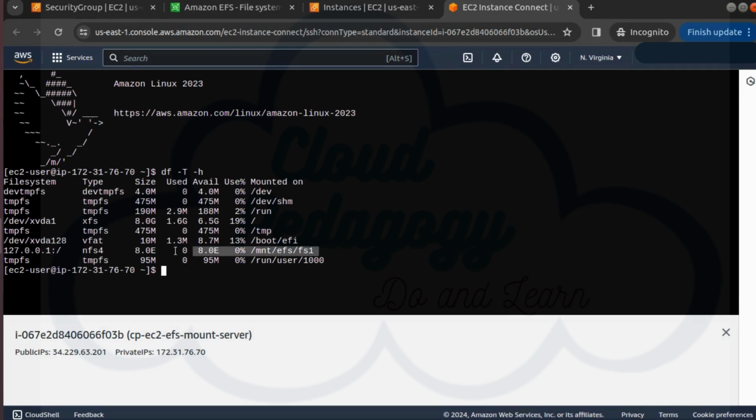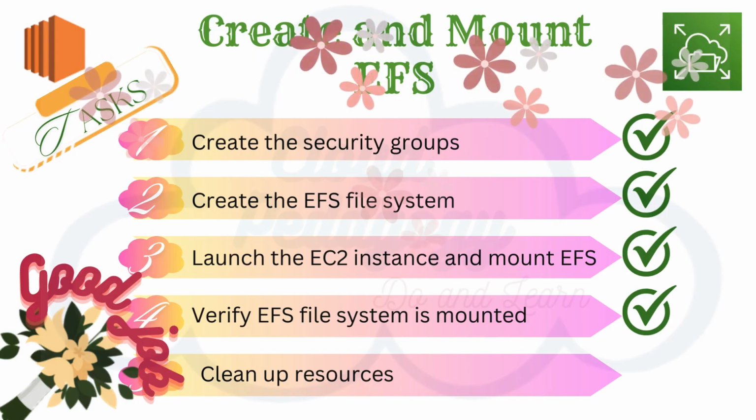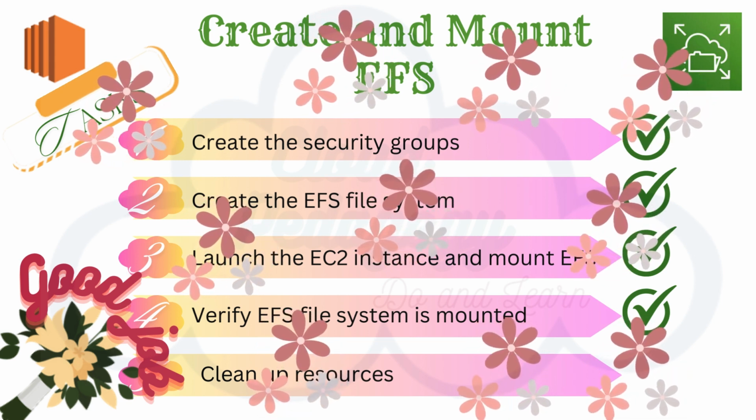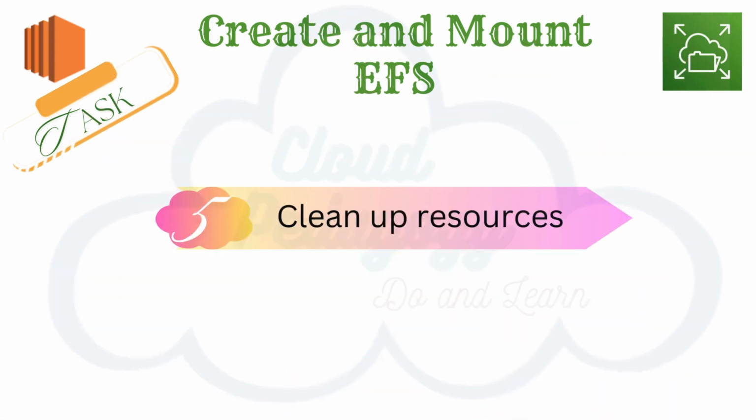You can see that the EFS file system is mounted at /mnt/efs/fs1, which is the same default path as mentioned in Task 3. Good job! This verifies that your file system is successfully mounted on the EC2 instance. In the next task, we are going to clean up all the resources that are created in this lab.